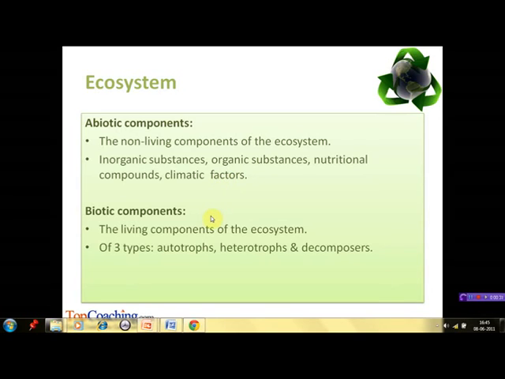The living components are known as the biotic components, which can be classified into three types: the autotrophs, heterotrophs, and the decomposers. Autotrophs produce food materials such as plants, heterotrophs which depend on autotrophs for their nutrition, and decomposers which survive on dead autotrophs and heterotrophs and their waste material. We are going to discuss these biotic components in detail in this chapter later.